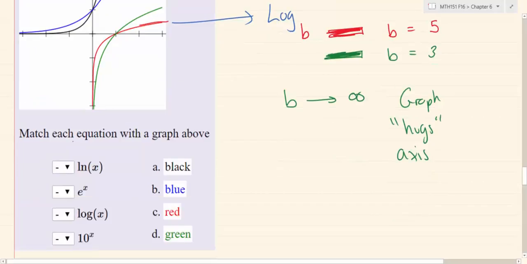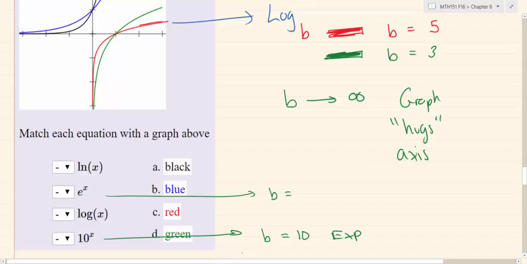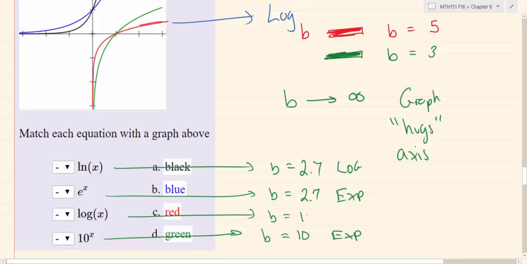So here are your 4 choices for equations. This one has a base equal to 10, and it's exponential. Base equals 2.7 and change, and it's still exponential. Tell me about this one. What is the base? 2.7, but it's not exponential. It's a log. And tell me about this one. Base is 10, but it's a log.